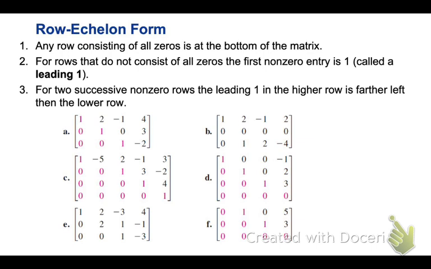Okay, which one of these are in reduced row echelon form? A. Okay, actually, these are just row echelon form. Sorry. A is in row echelon form. Now, why is it not in reduced row echelon form? Because these would all need to be zeros. Okay. What about C? No.